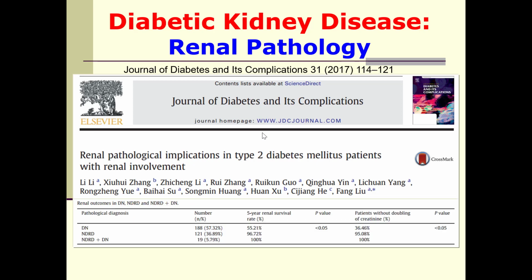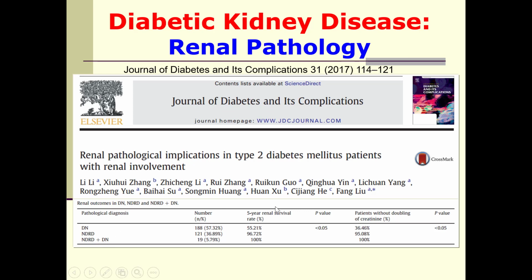And this study showed that you may have the classic diabetic nephropathy pathology: thickened basement membrane, mesangial expansion, then nodular sclerosis, and lastly global sclerosis. This is the classic pathology of diabetic nephropathy. Or we may have non-diabetic renal disease in a diabetic patient, or non-diabetic renal disease on top of classic diabetic nephropathy. The presence of non-diabetic renal disease may be treated.